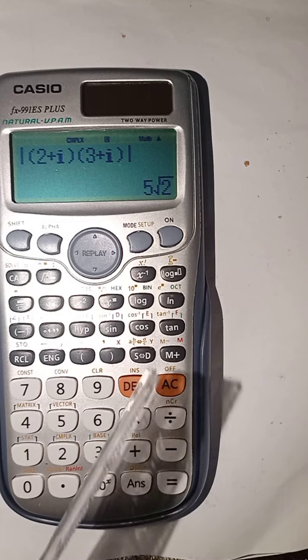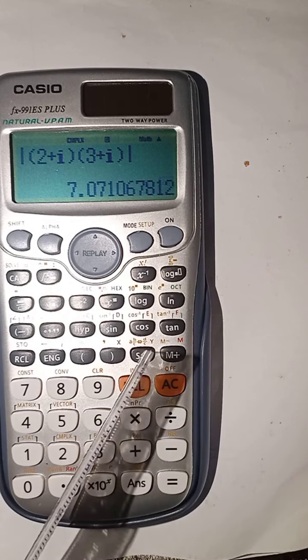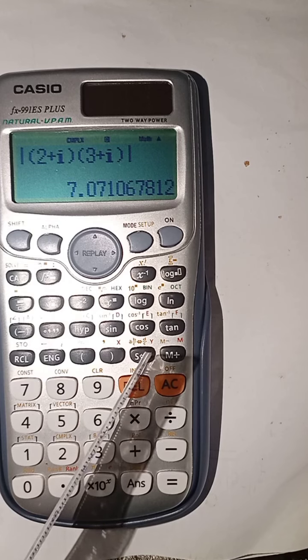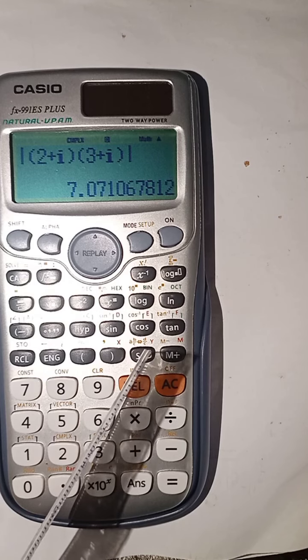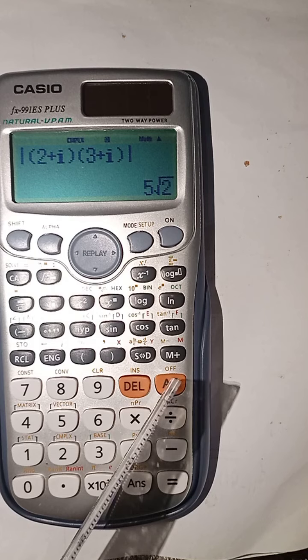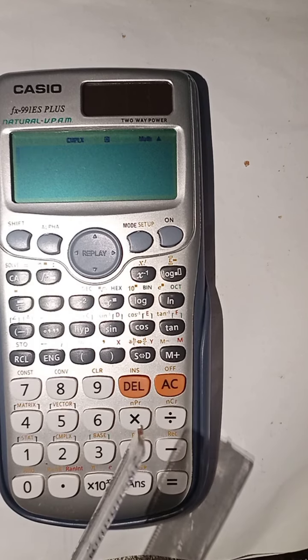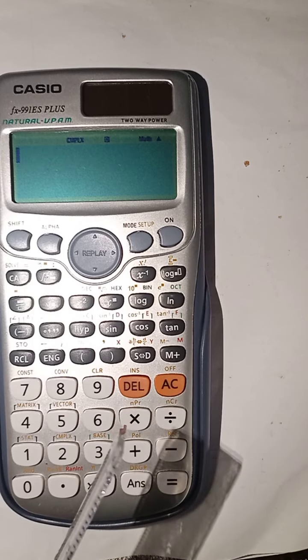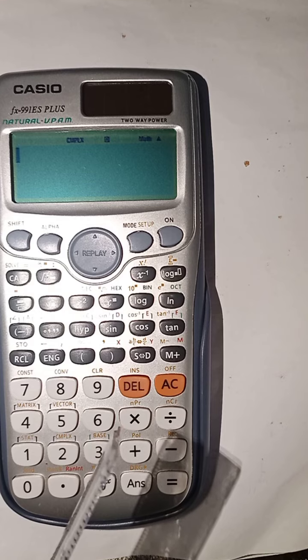That will be the answer. In decimal, it will be 7.07. So that is for question one. Now stay with us, let's move to question two. Question two is (1 + i) divided by root 3 + i.